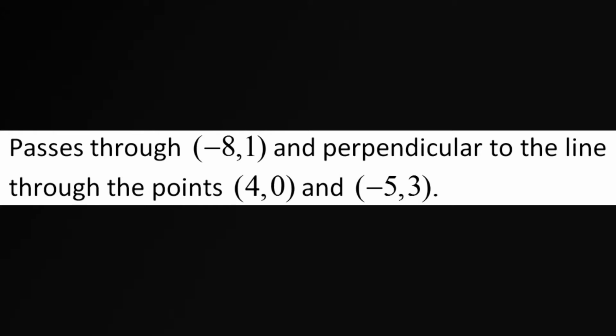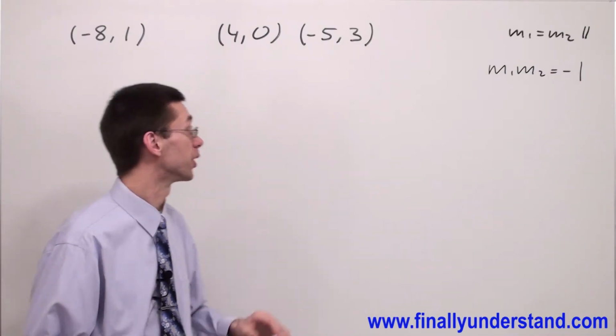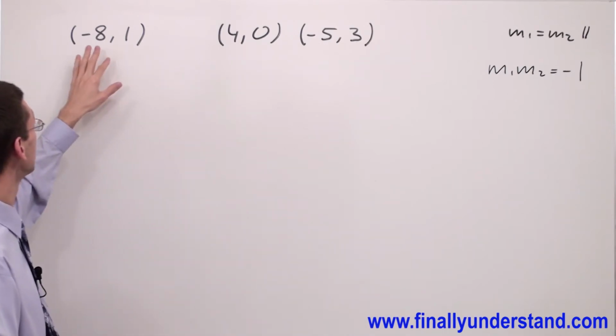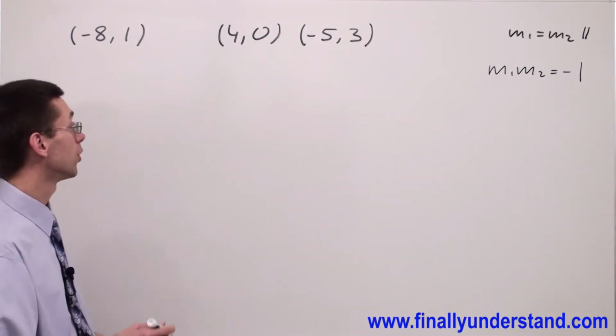This time the line will pass by these 2 points, and we're supposed to find the other line which is going to be perpendicular to this line and will pass by point (-8, 1). So I have 3 points.